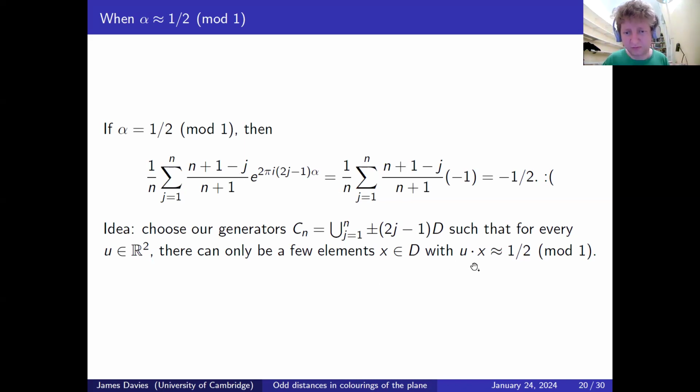And what our alpha was before was this inner product of u and x, where u was some element in R squared, and x was in a primitive generating set. So if we can choose a large primitive generating set so that this alpha, the inner product of u and x, is about a half mod 1 only a few times, then we'll be able to get a good bound on this exponential function, and be able to get a good bound out of the ratio bound theorem. So that'll be the plan.